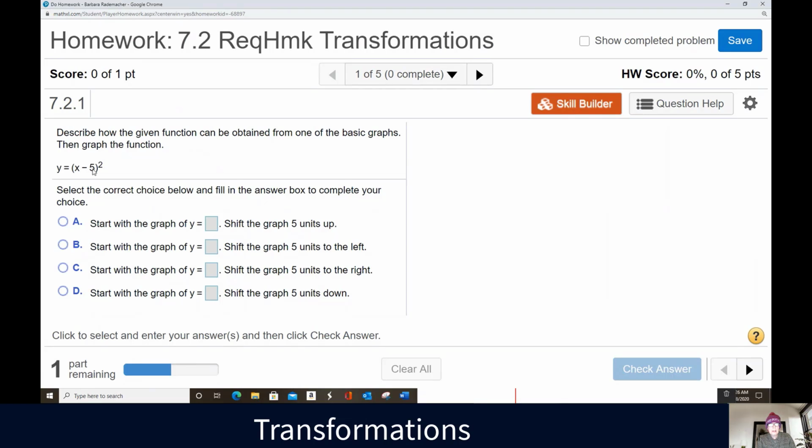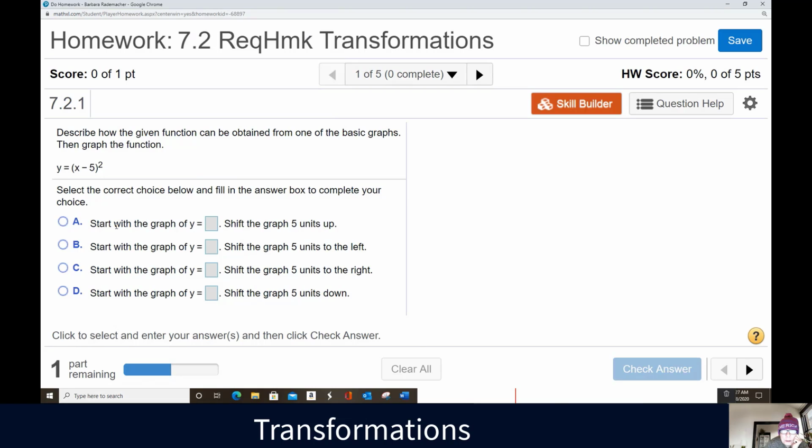This is the argument of the x squared function. It's got a -5 in there. So 5 is being subtracted from the x. This is a horizontal shift, and instead of going to the left, which is what you'd expect, it's going to go to the right 5 units. So now we have to find which of these is the right answer.